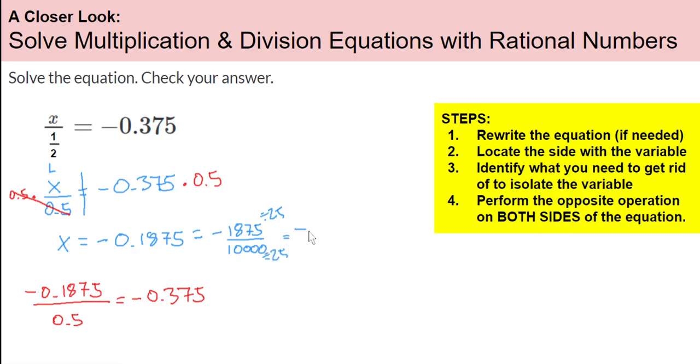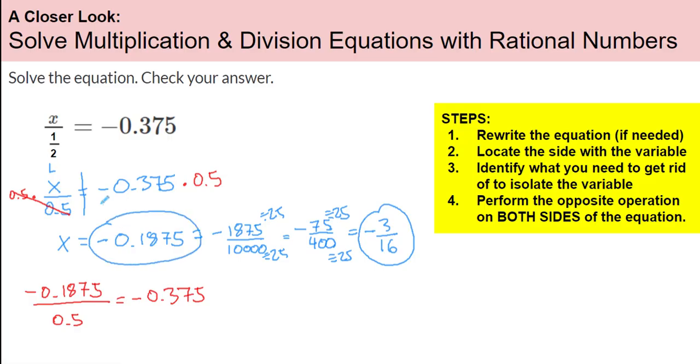Okay, so I get negative 75 over 400. Okay, and then I know I can divide 25 again. Okay, because 25 goes into 75 and 25 goes into any 100, 100, 200, 300, 400. So once I get it, I'll simplify this to negative 3/16. Okay, so that it's either negative 3/16 or as a decimal, negative 0.1875.